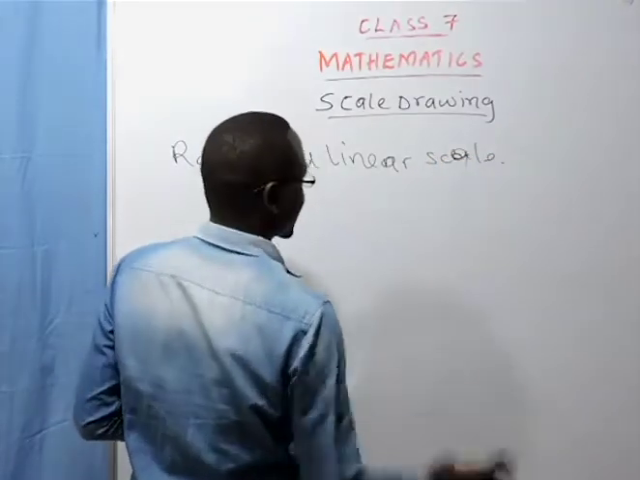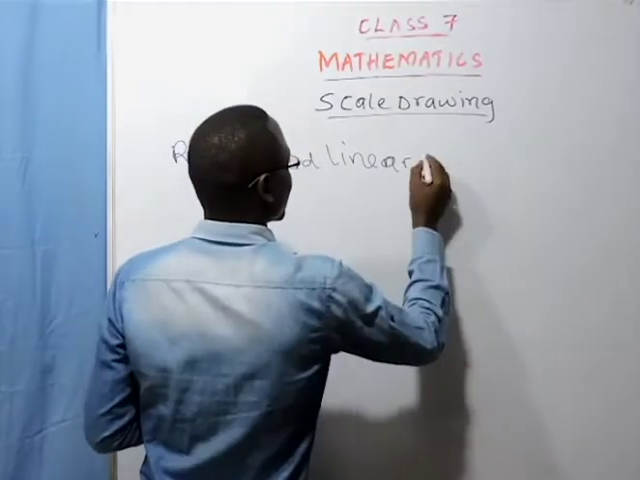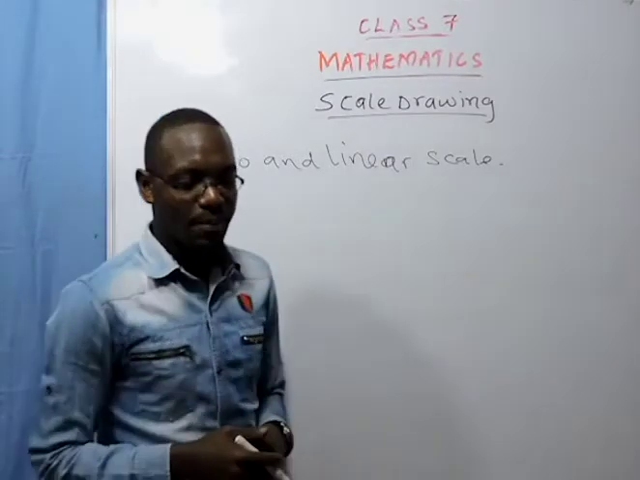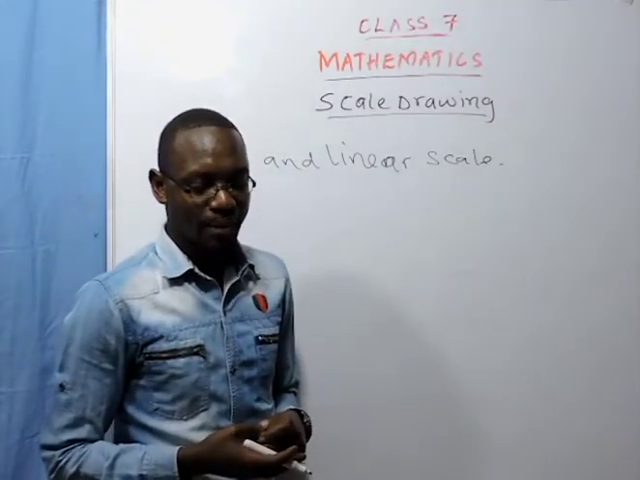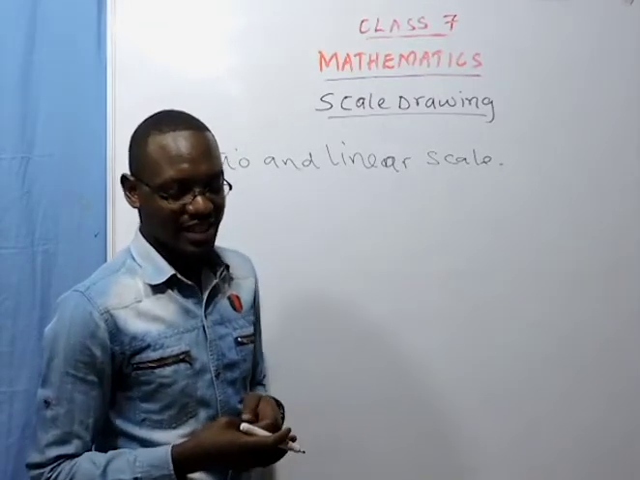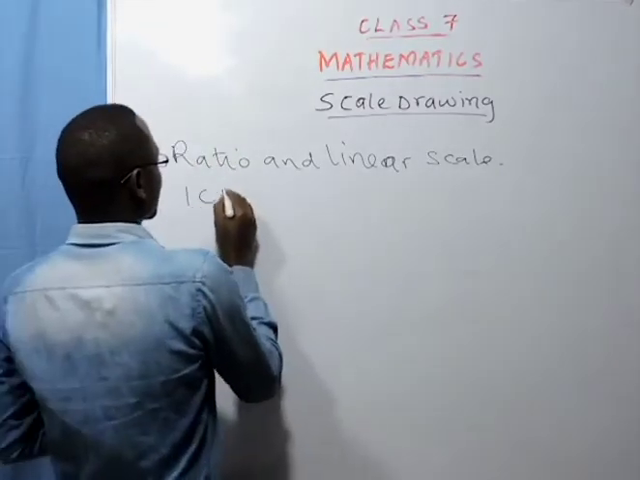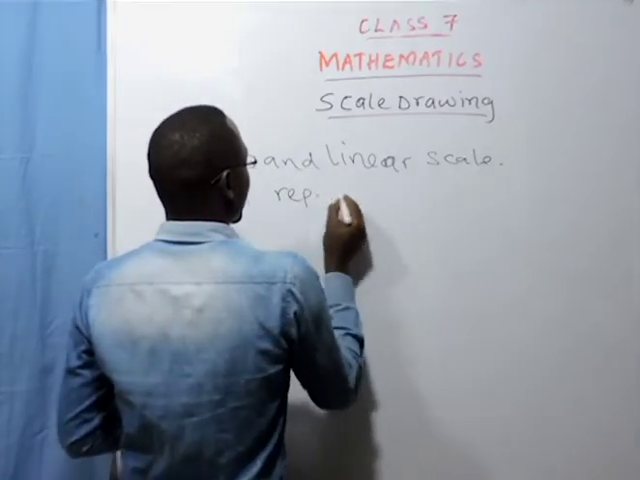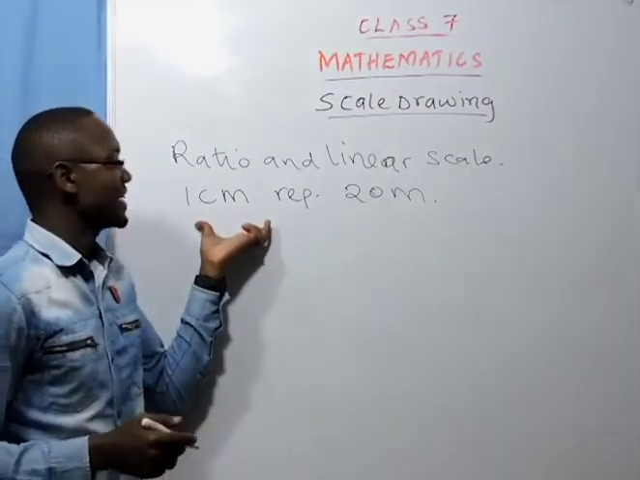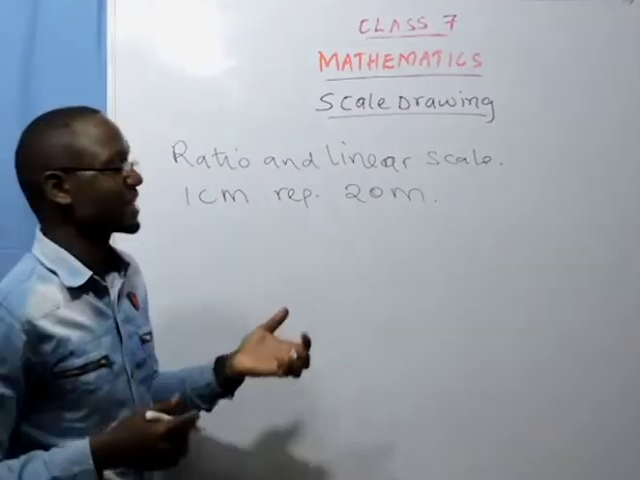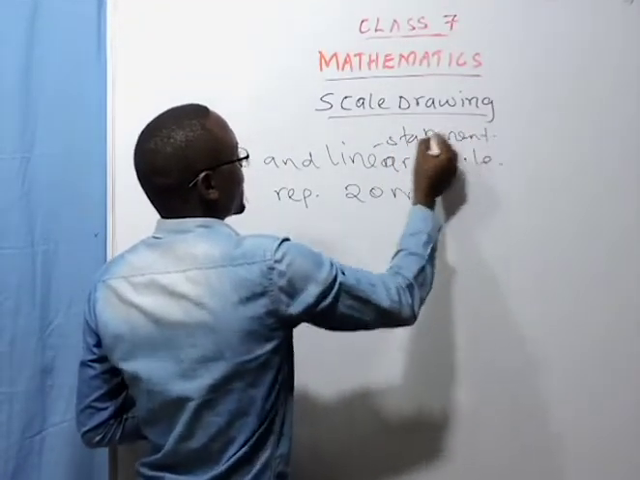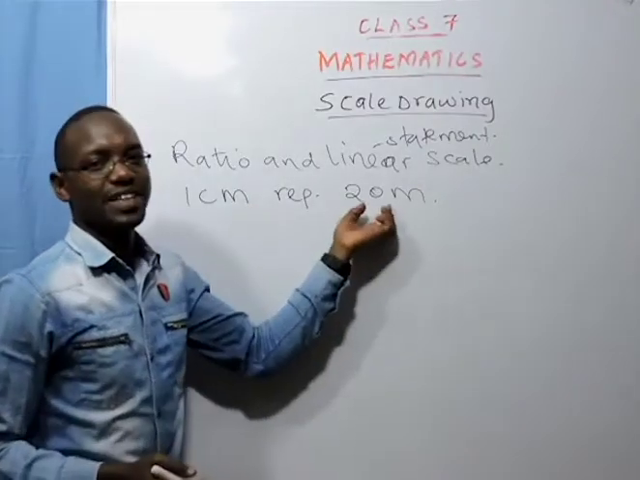Linear form is the scale that you write as a statement. For example, when you are told that on a piece of land 1 centimeter on the map represents 20 meters. 1 centimeter will represent 20 meters. So this is scale in linear form. This is a linear scale, the one we call the statement, a scale which is written as a statement: that 1 centimeter will represent 20 meters.